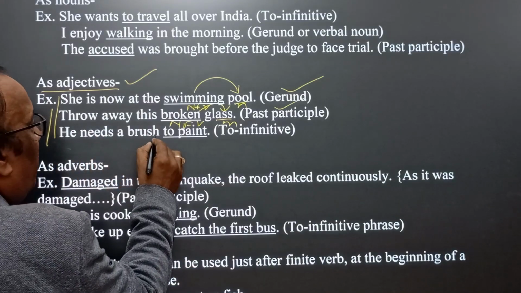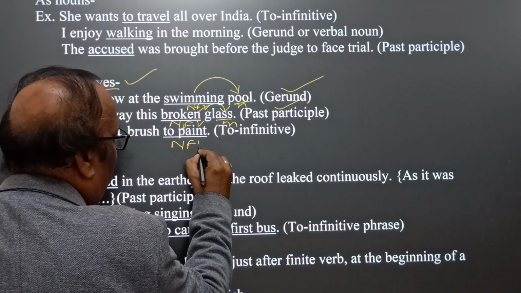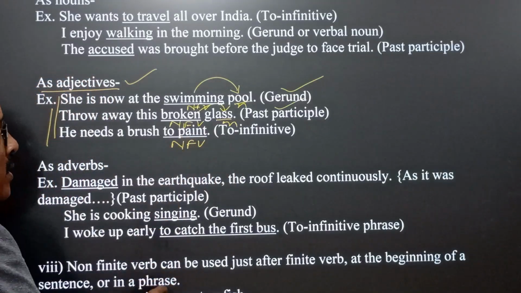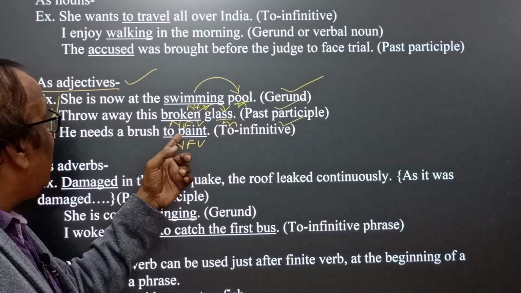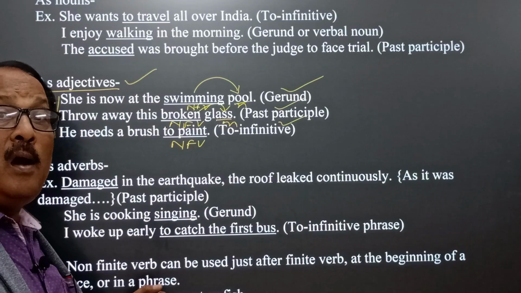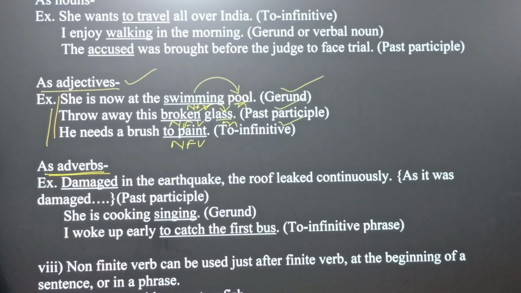He needs a brush to paint. Here to paint is a non-finite verb, and to paint is here a to-infinitive, and yes, it has also been used as an adjective. Again, non-finite verbs can be used as adverbs.